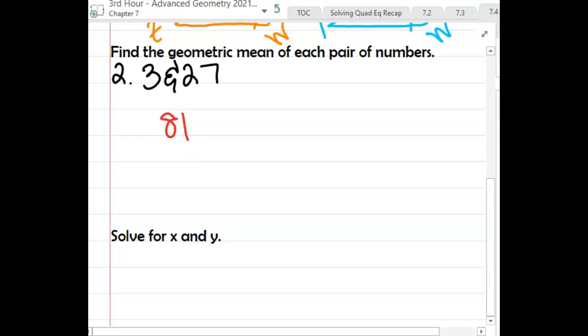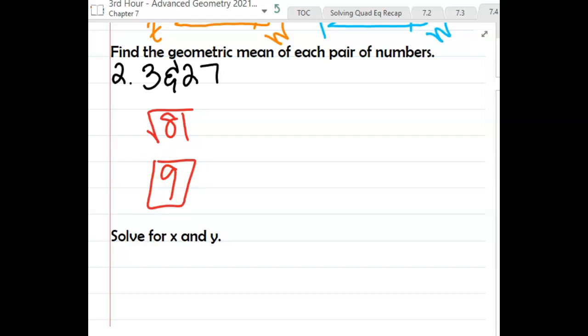3 times 27 is 81, and take the square root. This one's easy. The square root of 81 is 9. So the geometric mean is 9.